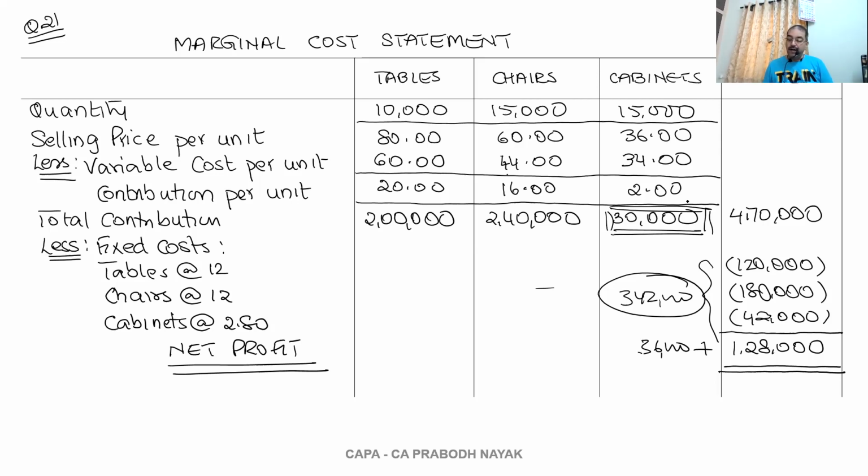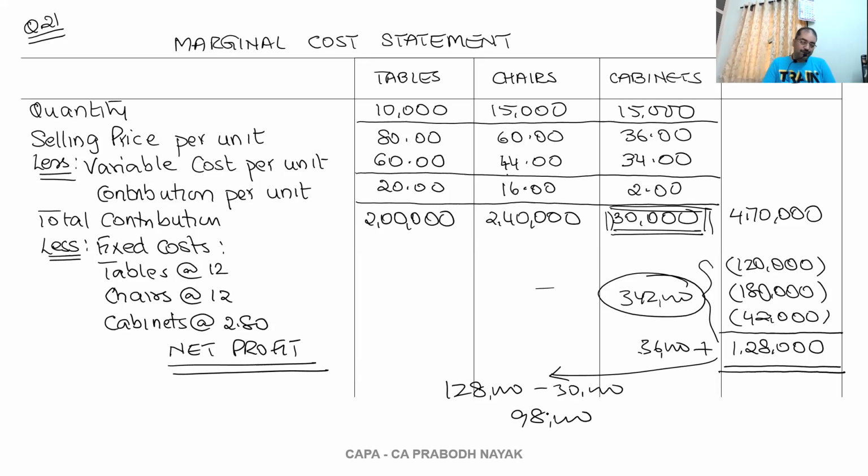This 1,28,000 will reduce by 30,000, so it will become 98,000. If you are deciding to eliminate the cabinets altogether, then the profits will reduce by 30,000. If you are producing additional 1,000 units of tables and 8,000 units of cabinets, the profit will increase by 36,000.